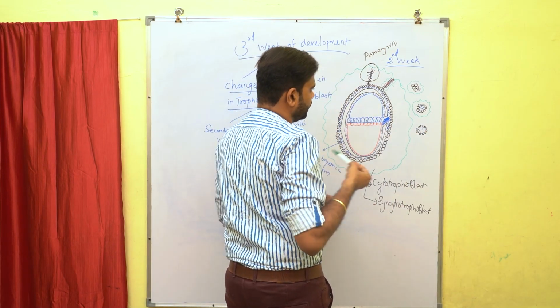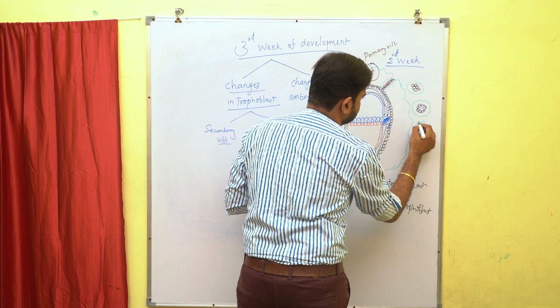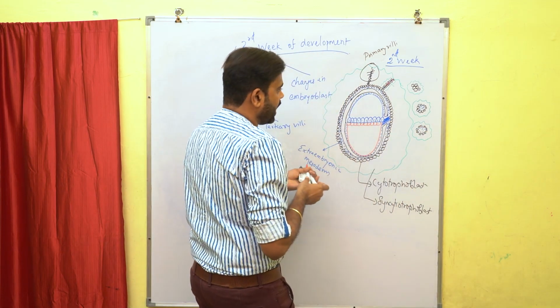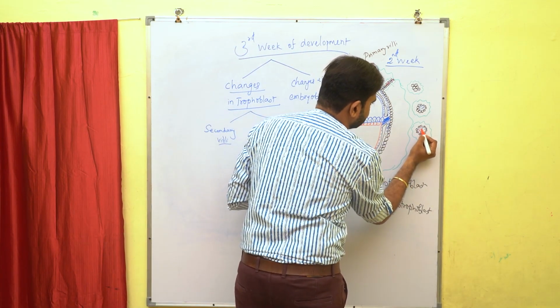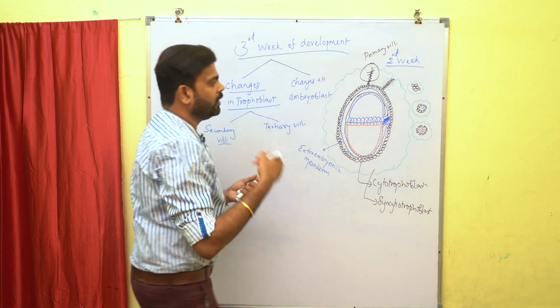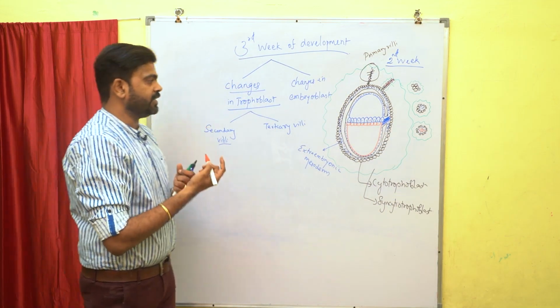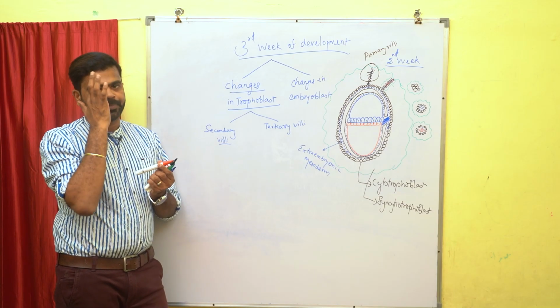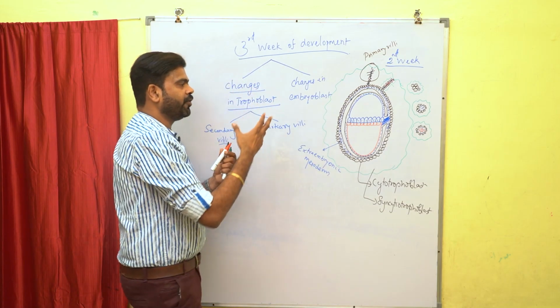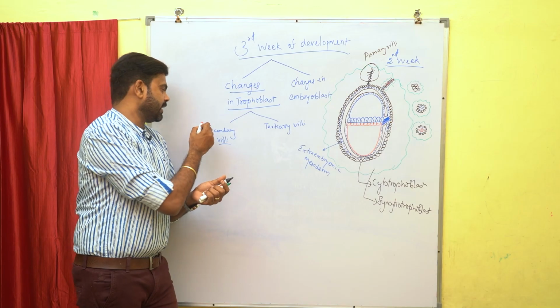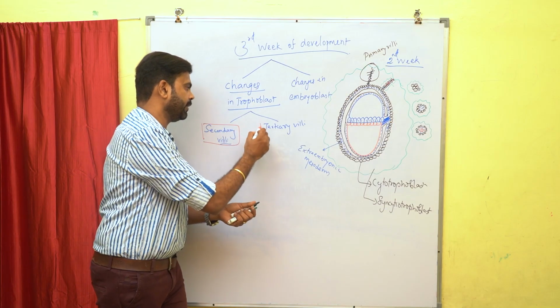So this is the cytotrophoblast and this is the syncytiotrophoblast, and there will be appearance of blood vessels. Once there is an appearance of blood vessels, this villus is called a tertiary villus. So in the third week of development, there is formation of secondary villi and tertiary villi.